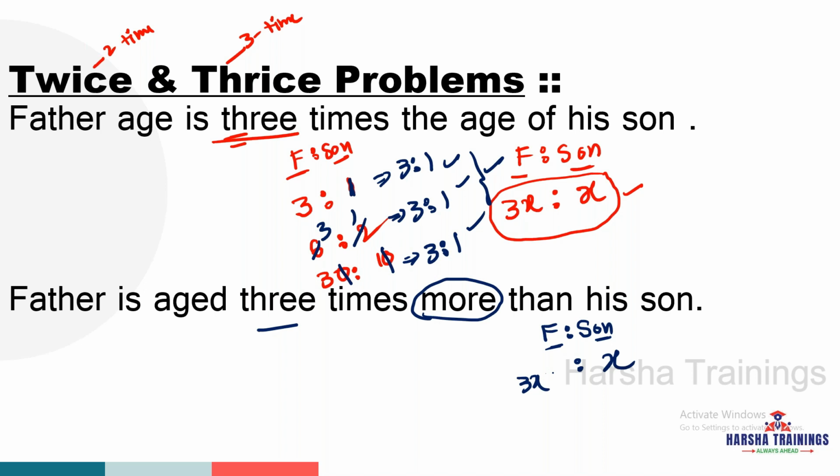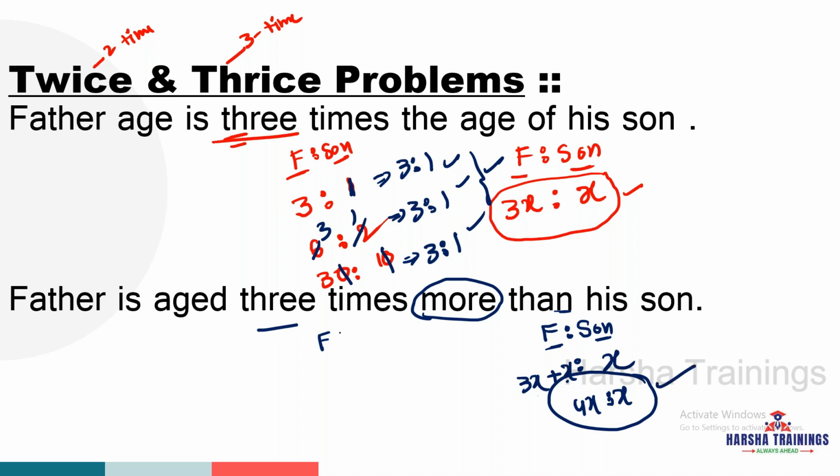More means adding, less means subtraction. So 3x plus x more than his son. The son's age is how much? x. So 3x plus x, 4x is to x. So it is a formation.